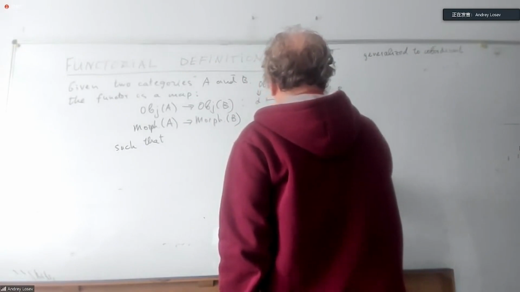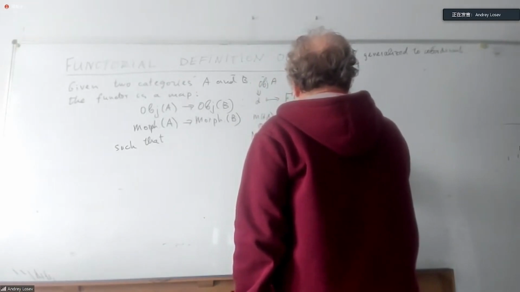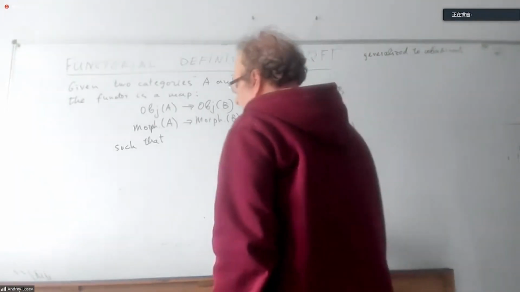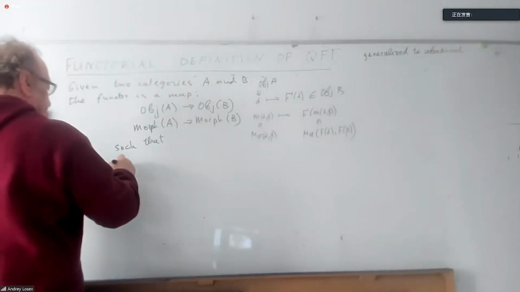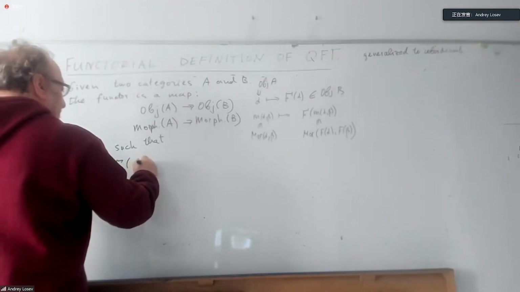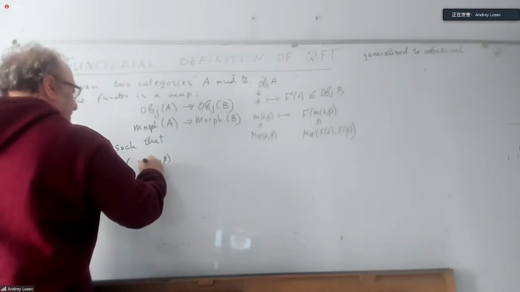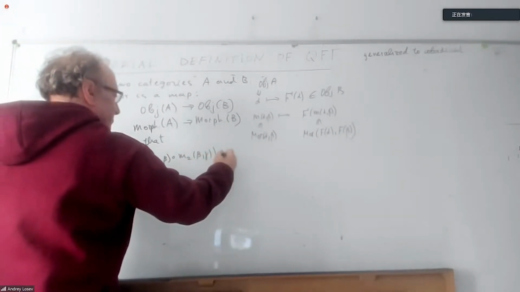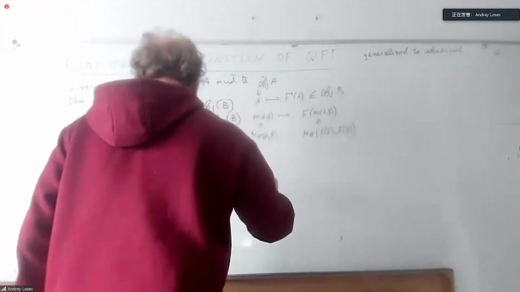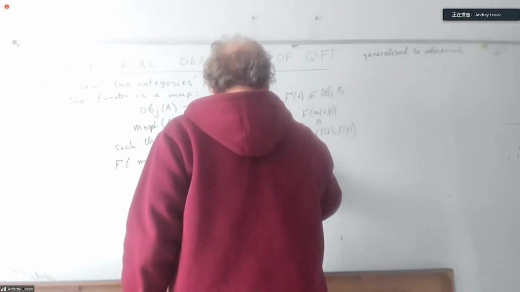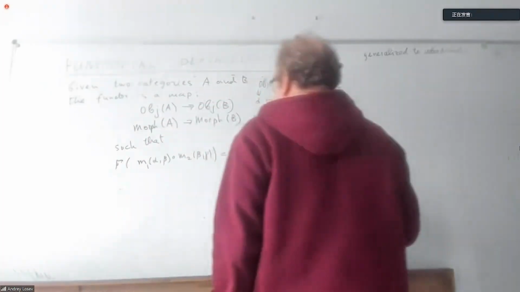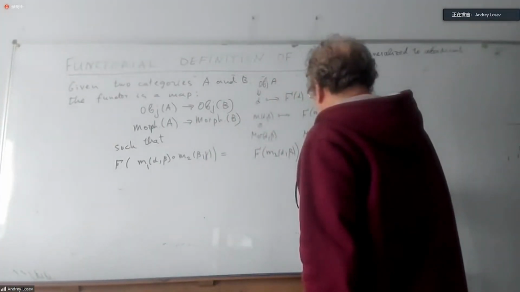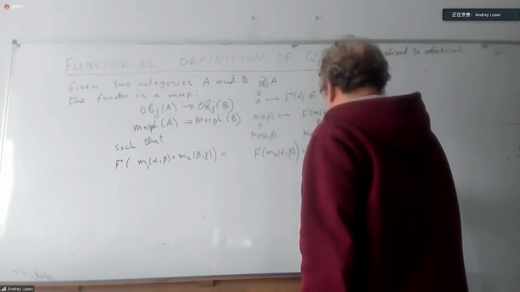More alpha beta, and this belongs to more F of alpha, F of beta, such that F applied to the combination M1 alpha beta composition to M2 beta gamma equals F of M1 alpha beta, and here is composition with F of M2 beta gamma.